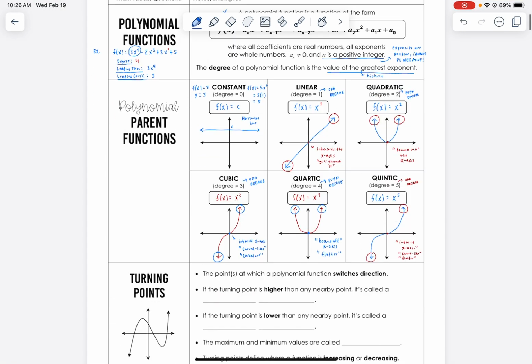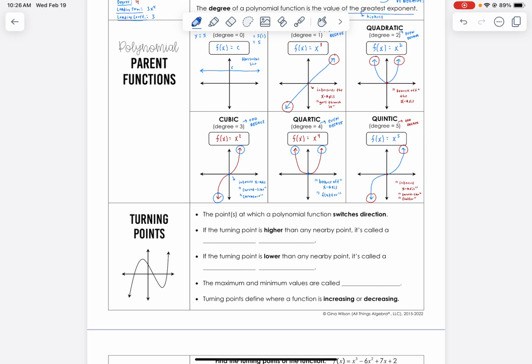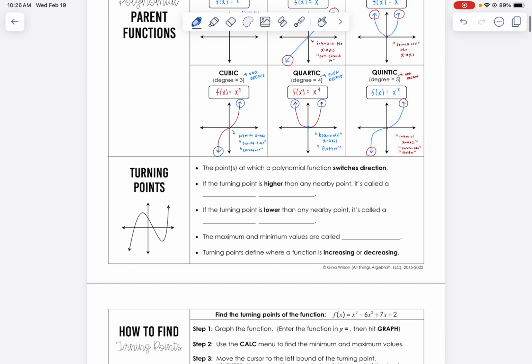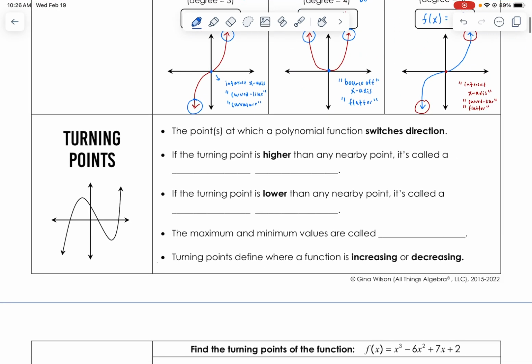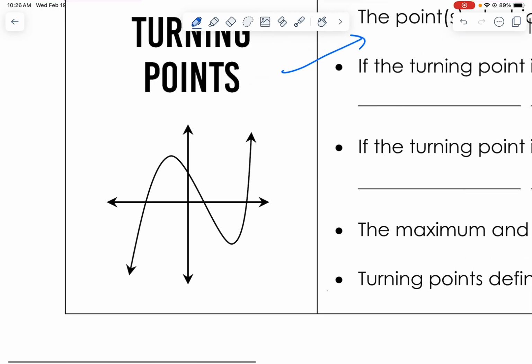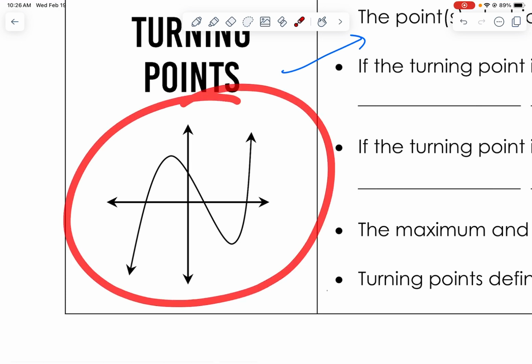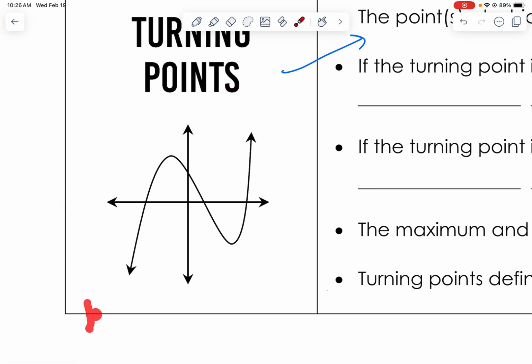All right, so now let's talk about the graphing portion of this worksheet, and specifically talk about turning points. So here they say that turning points are the points at which the polynomial function switches direction. If you look at the little graph they give you, whenever we read a graph, we always want to read it from left to right. So here in this graph, we'll start off from the left. As we go from the left, we go up, up, up.